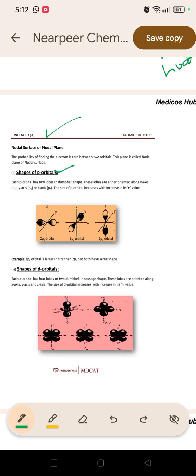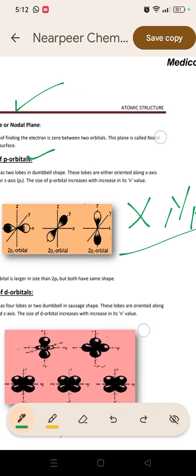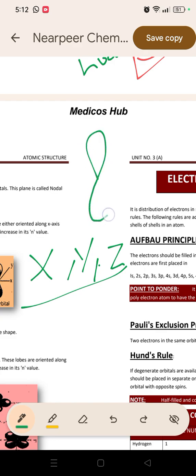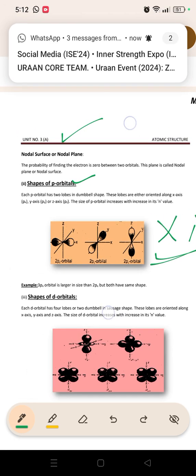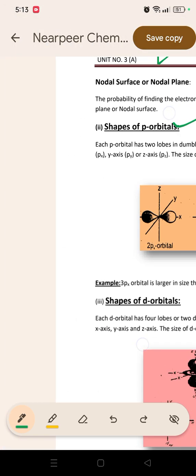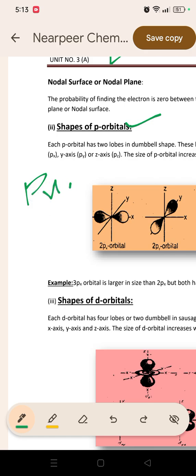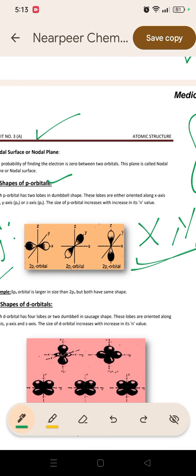Then we have the shapes of p orbitals. Wherever you see x, y and z, we can identify it as a p orbital, because it has two lobes in a dumbbell shape. A dumbbell is like what you might have seen in a gym. These are represented by px, py, pz. They are dumbbell-shaped orbitals, with space around three mutually perpendicular dumbbells.